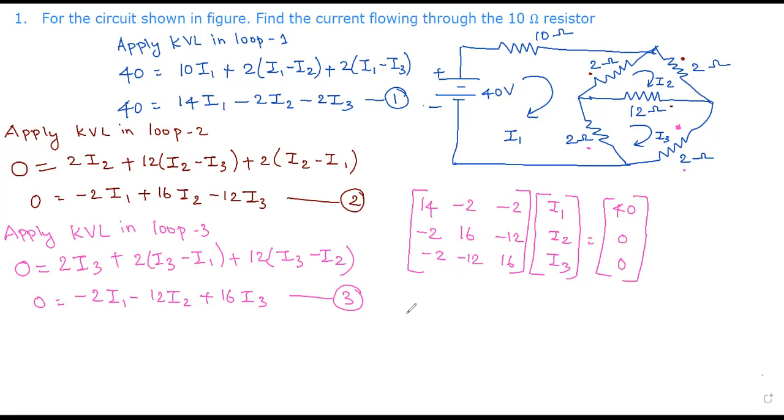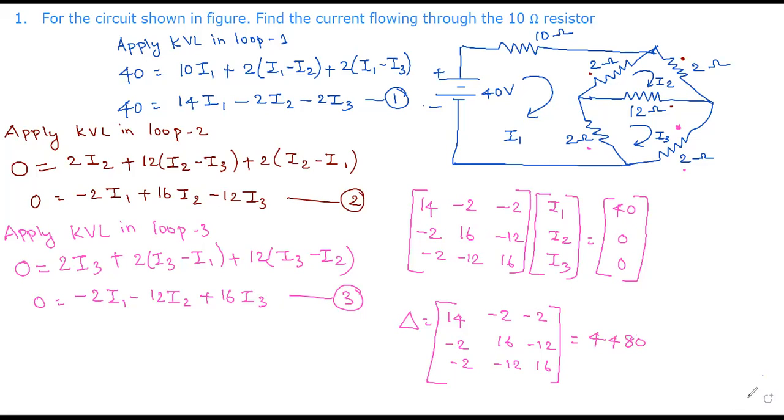Now from this, we have to calculate what is del, what is del 1, what is del 2, what is del 3. So del can be calculated from 14, minus 2, minus 2; minus 2, 16, minus 12; minus 2, minus 12, 16. Use a calculator to calculate the determinant of this matrix. What you will get is 4,480.